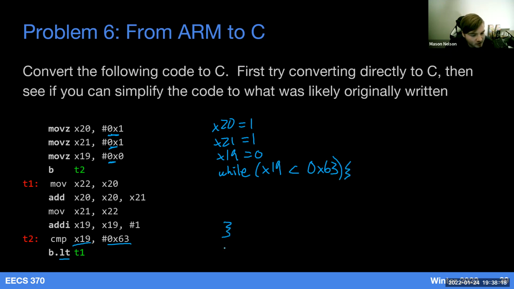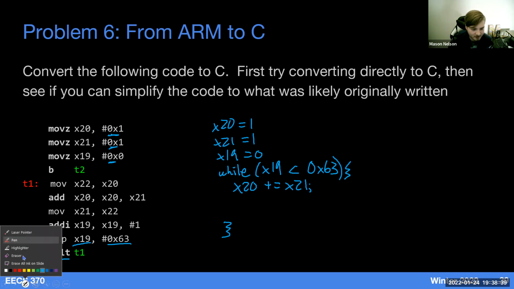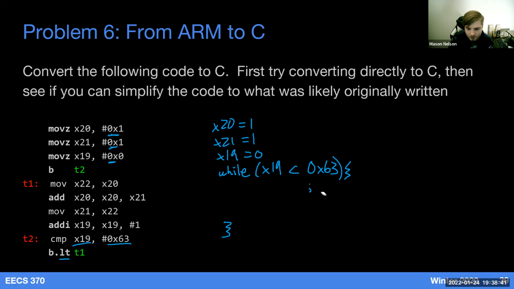Let's look at what we do. We're going to add x20 with x21 and store it in itself. So x20 plus equals x21. Then we look at our move. That's essentially copy. Oh, and I completely forgot a copy up above. I'm going to have to go back for a second. My eyes just did not see that first move. So make sure to not make that same mistake.